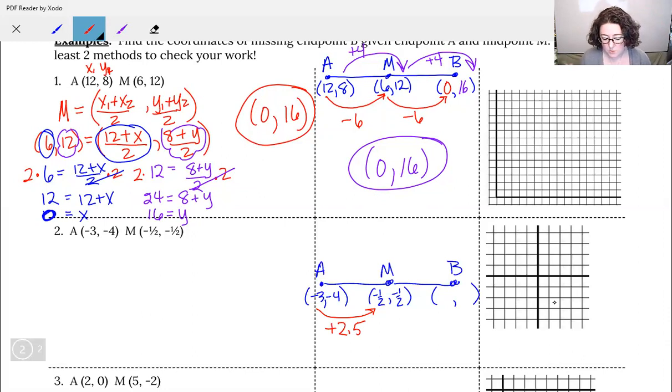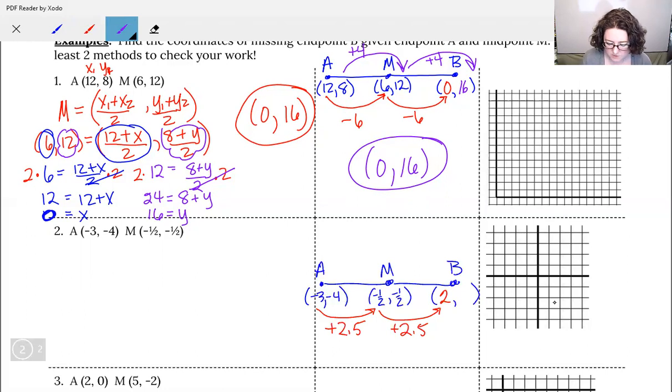So what do I have to do to get to endpoint B? I need to do the same thing. So plus 2.5. So what's -1/2 plus 2.5? Plus 2. Okay, so now let's do our y values.